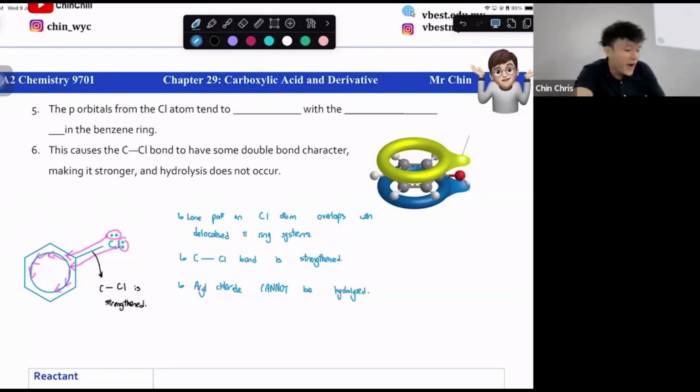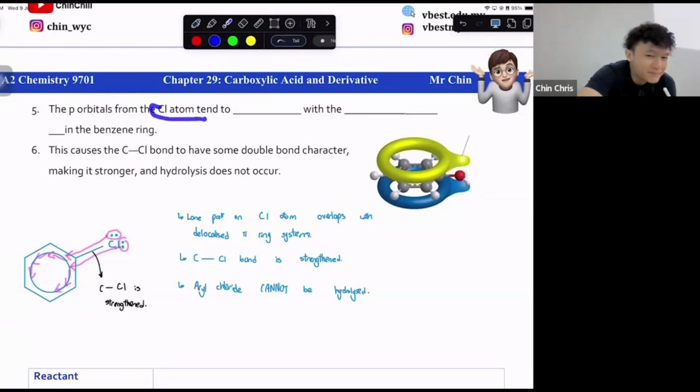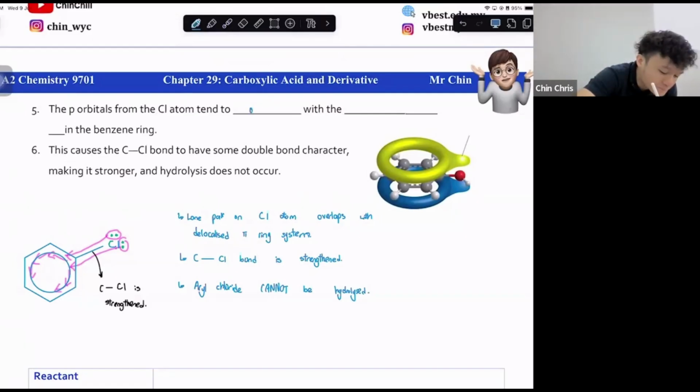Alright, guys. The p orbital from the Cl atom tends to overlap with what? With the delocalized pi system.